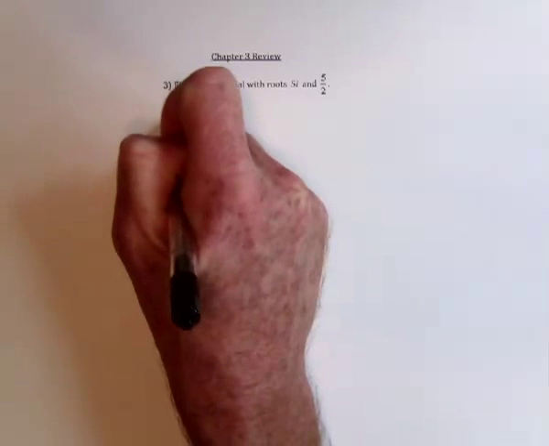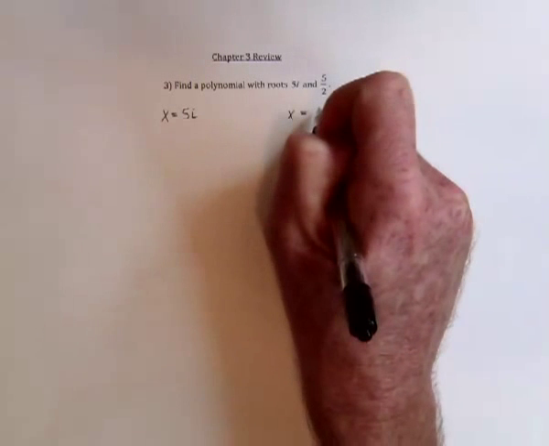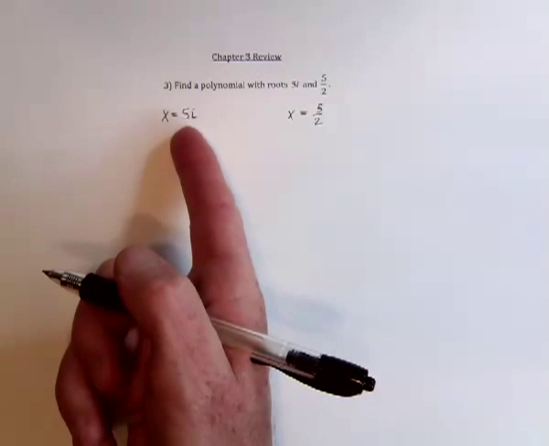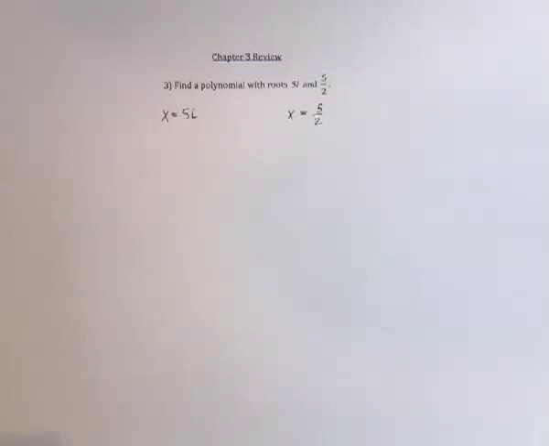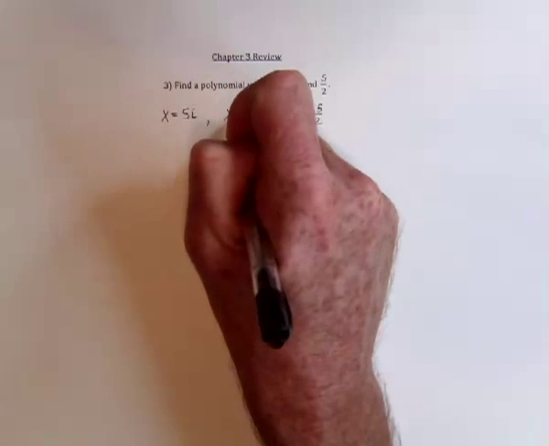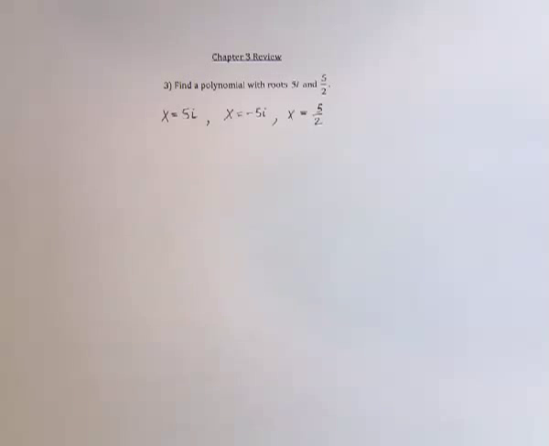If the polynomial had roots 5i and x equals 5/2, then we can work backwards to find out what were the factors that created these solutions. Multiply those factors and we've got the polynomial. There's only one thing that's missing, and that is that if 5i is a root, then the complex conjugate, negative 5i, has to be a root as well.